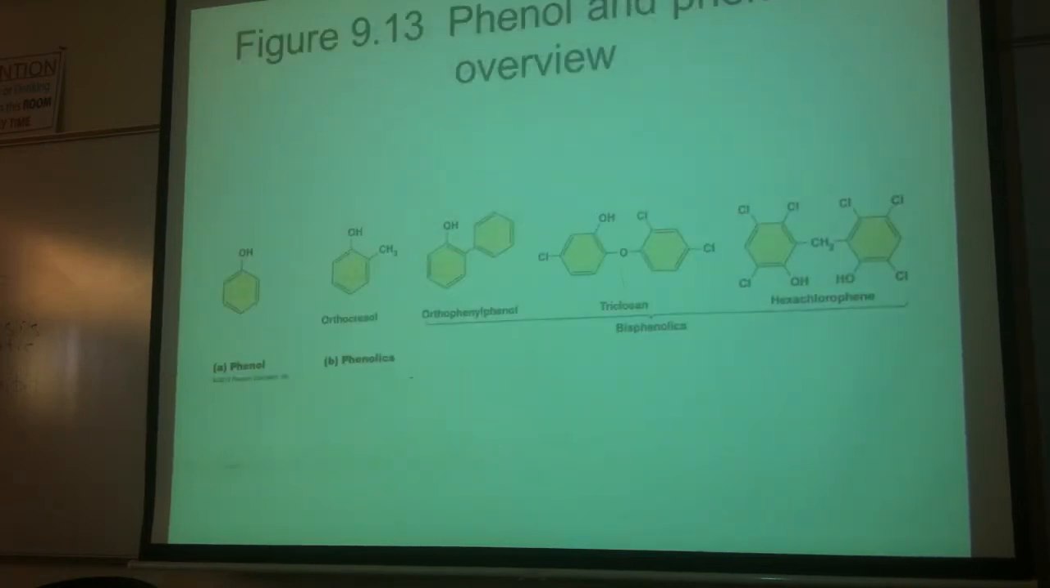Phenols, phenolics, just so you have an idea of what these look like. Phenol has a very simple chemical structure, and then they start adding things to it, and you get more and more complex phenolic structures.